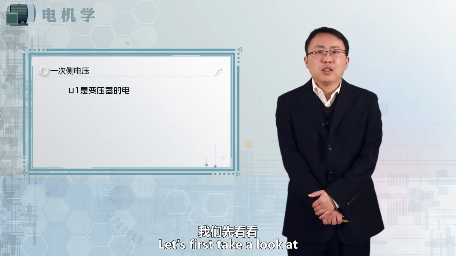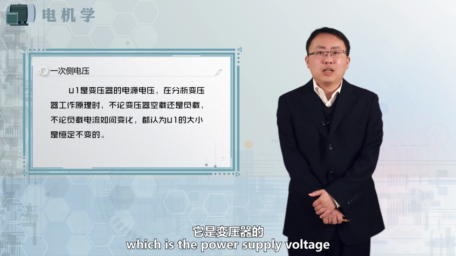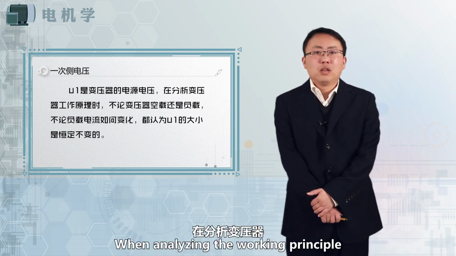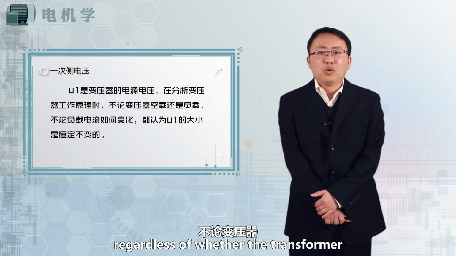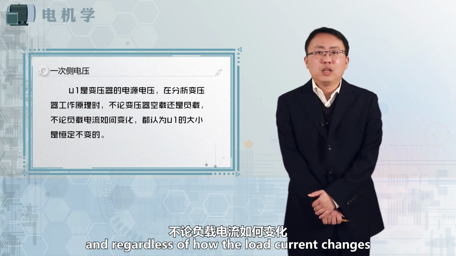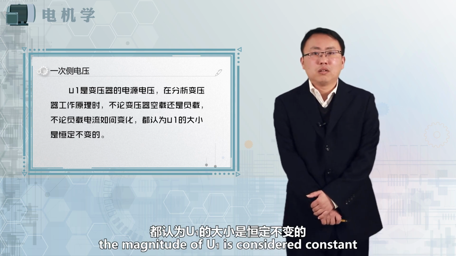Let's first take a look at the primary side voltage U1, which is the power supply voltage of the transformer. When analyzing the working principle of the transformer, regardless of whether the transformer is unloaded or loaded, and regardless of how the load current changes, the magnitude of U1 is considered constant.